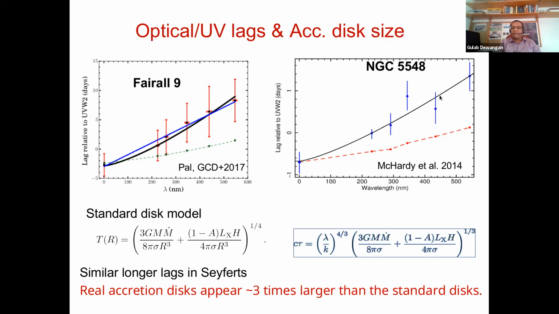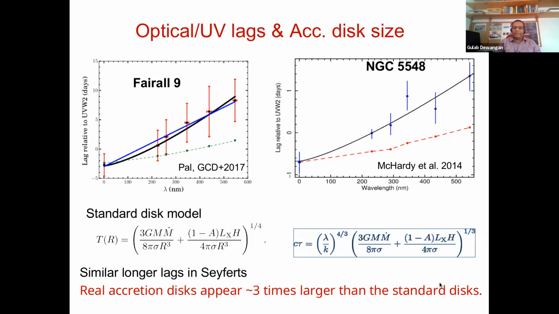Here the error bars are much larger because the monitoring time scale was longer, better quality data, and clearly you see that the observed delays are longer compared to what is predicted from the accretion disk theory. And it turns out that the real accretion disk appeared to be roughly three times larger than the standard disk. And we do not know what exactly the region is, but these observations are telling us that the real accretion disk appeared to be larger.